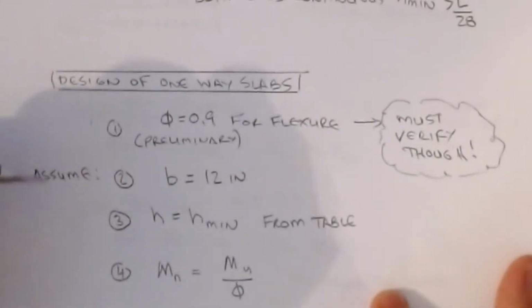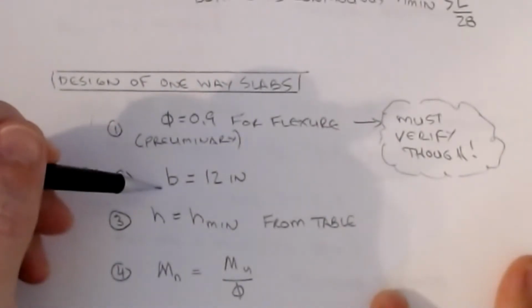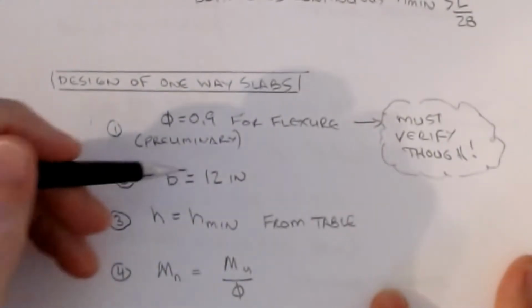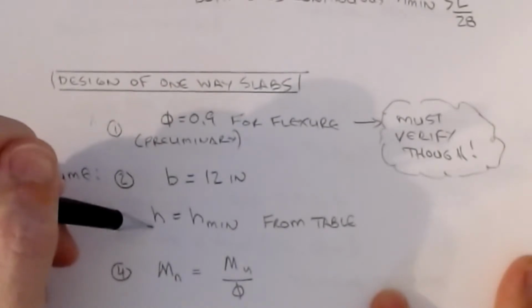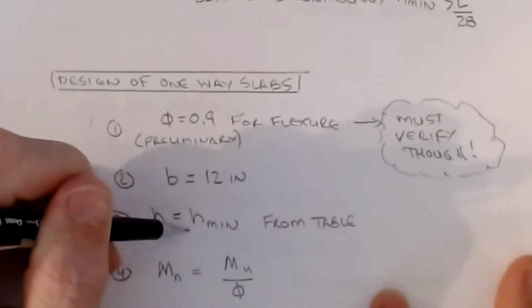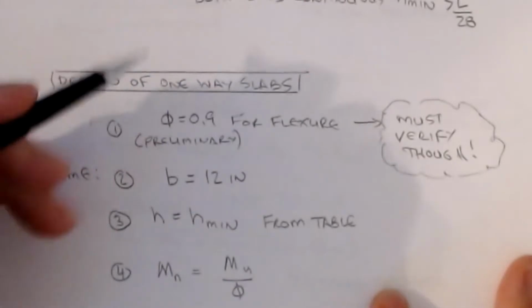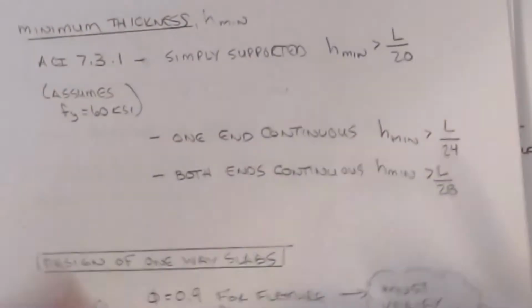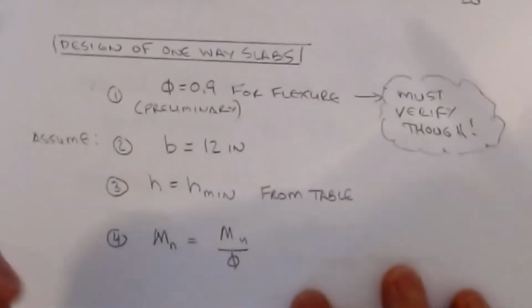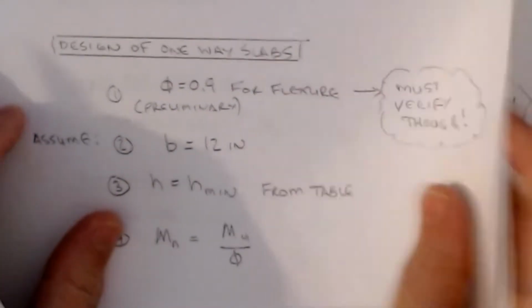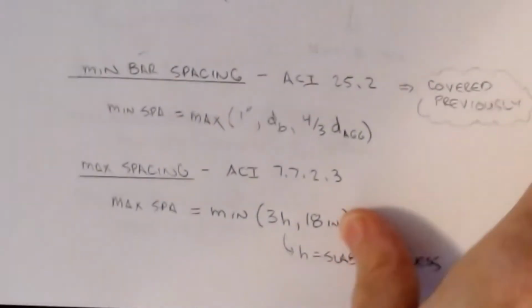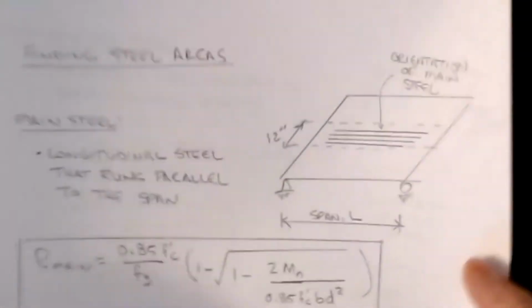For the second assumption, we're going to assume that the width B is 12 inches. Even though the big B may be 30 feet, we're only going to look at a 1 foot wide slice of this. Our depth of section, H, is going to be the HMIN from the table that we just talked about. These are actually in a table in the ACI code at 7.3.1. And then the nominal moment, Mn, is going to be equal to the factored moment divided by phi. All right, so let's talk about how you use this information to find the steel areas.